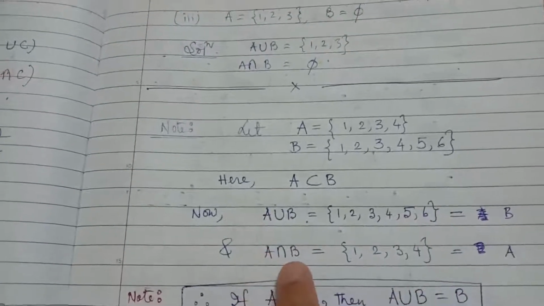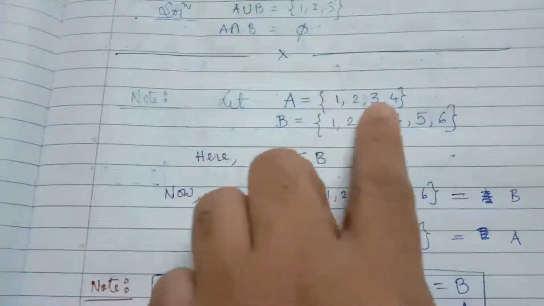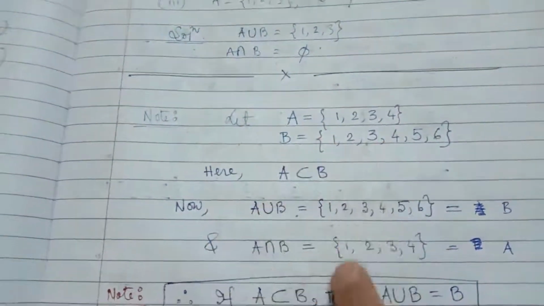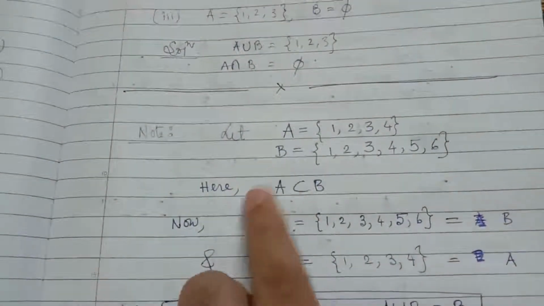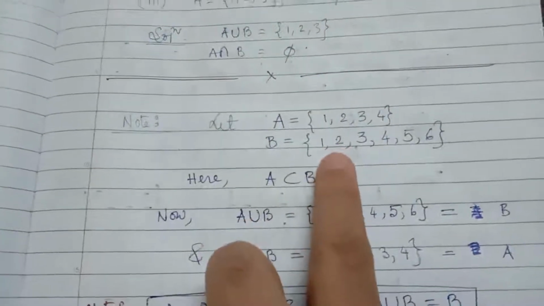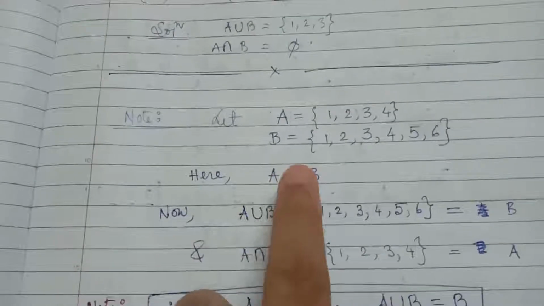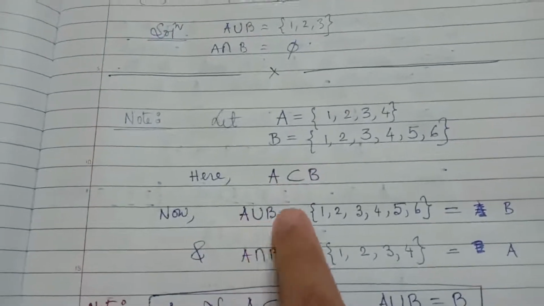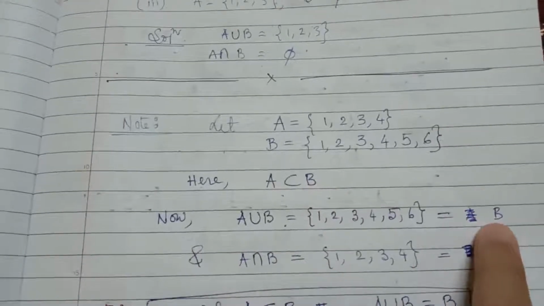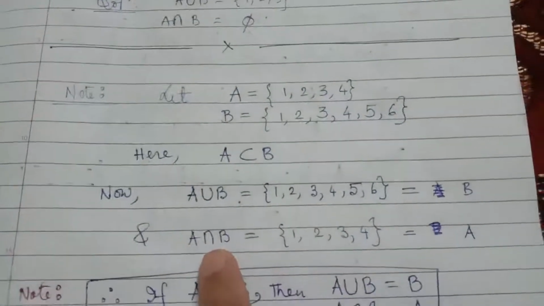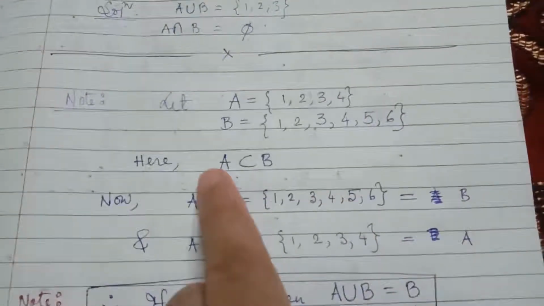And A intersection B means common elements you have to find. So 1, 2, 3, 4 and 1, 2, 3, 4. These are common elements. I have written 1, 2, 3, 4, so it is equal to A. So here A is a subset of B. A is the smaller set, B is the bigger set. In that case, A union B is equal to the bigger set B, and A intersection B is equal to the smaller set A.